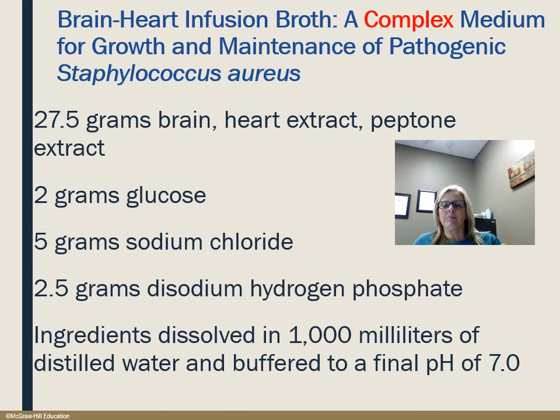So this is an example of a complex media. It has parameters, but they're not nearly as specific. It doesn't say I've got to have all these different amino acids. It says just throw in about 27.5 grams of brain and heart extract, some peptone, some sugar, some sodium chloride, but I'm not being extremely specific about exact measurements of exact amino acids and different types of things.